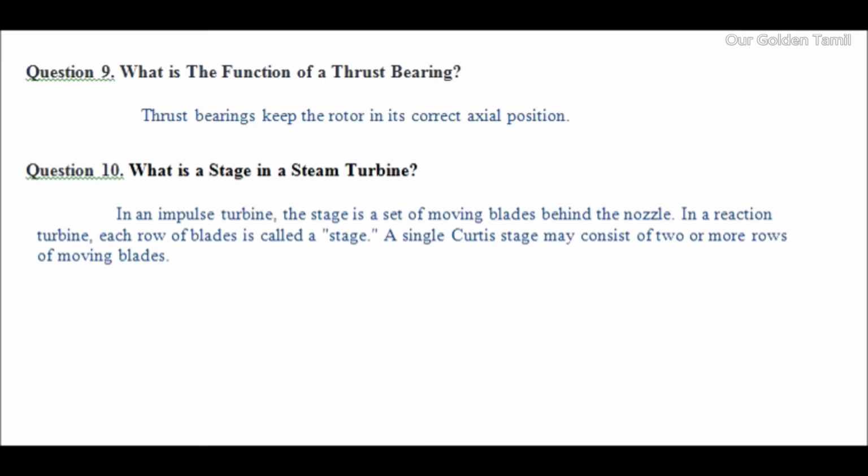Question 10. What is a stage in a steam turbine? In an impulse turbine, the stage is a set of moving blades behind the nozzle. In a reaction turbine, each row of blades is called a stage. A single Curtis stage may consist of 2 or more rows of moving blades.